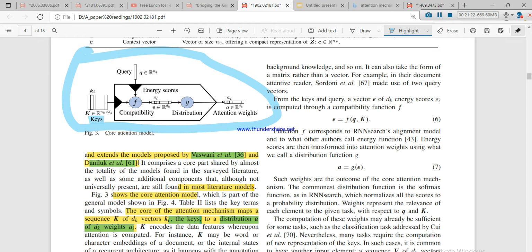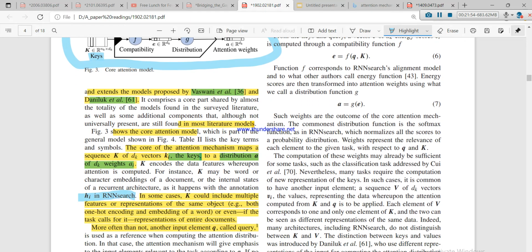What does k do? This k encodes our data features whereupon attention is computed, and encodes the data features where attention is already computed. So for instance, k maps word or character embeddings of the documents or the internal state of a recurrent architecture, as it happens with the annotation hi in RNNsearch. So in some cases k could include multiple features or representations of the same object.